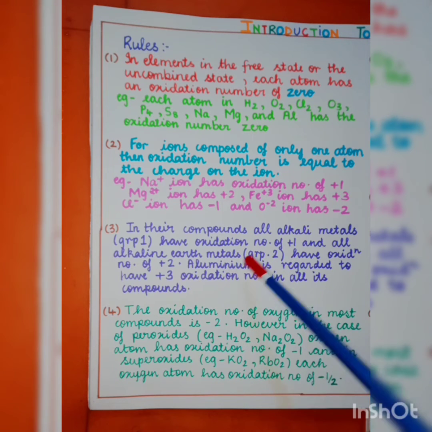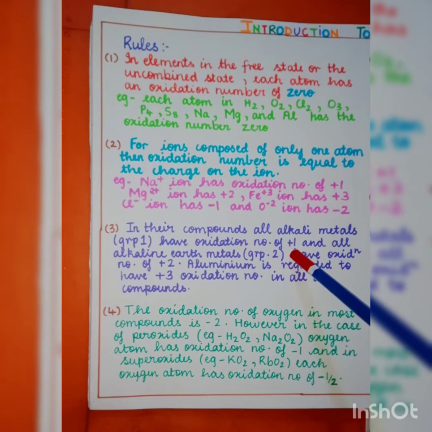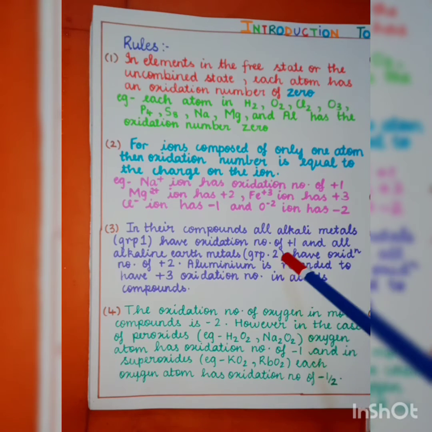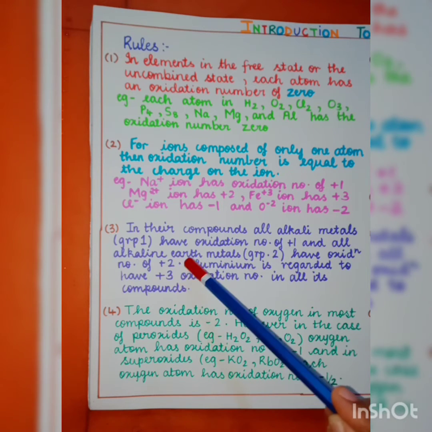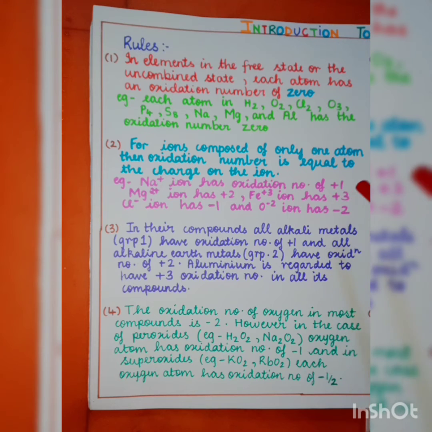These are 3 sets of oxidation numbers which are always fixed. 1 which is plus 1 for alkali metals, 2 which is plus 2 for alkaline earth metals, and 3 which is plus 3 for aluminium. I hope you are clear with rule number 3. So I will now move on to rule number 4.